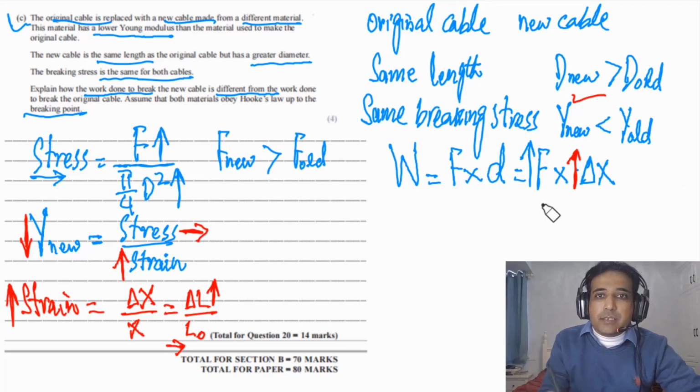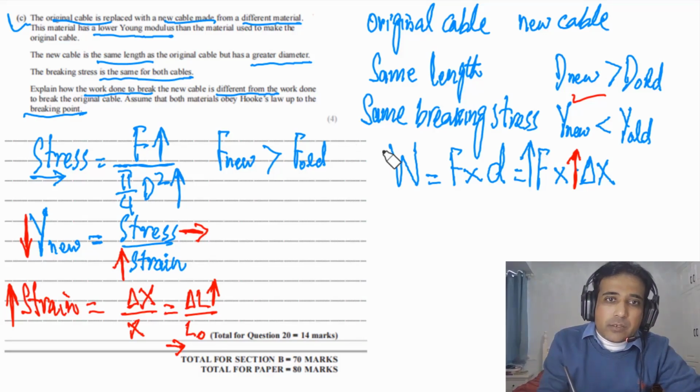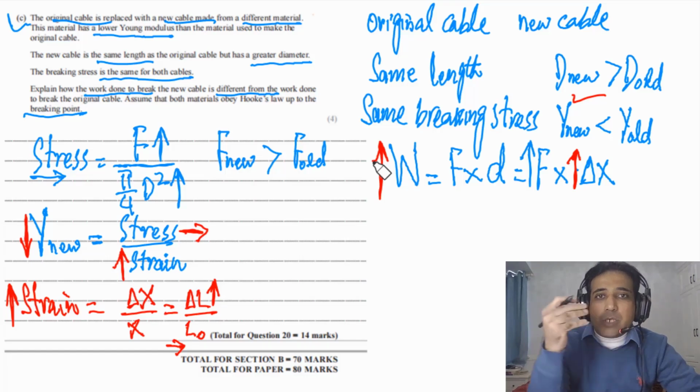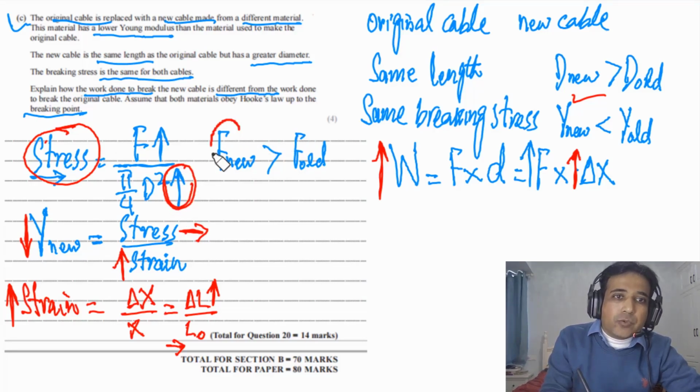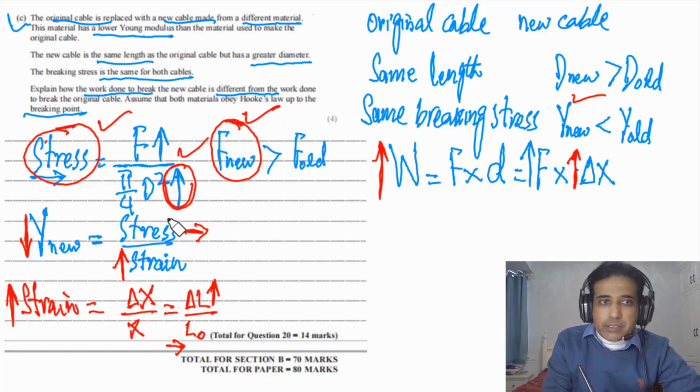We can also say delta L or delta x, it means extension. So extension is greater, force is greater. It means work done on the new cable is greater. So this is how you can answer this question, and these are the points you have to mention. So you can mention this point: same stress, cross-sectional area is greater, it means the force on the new cable has to be greater. So we can mention these points in our answer.